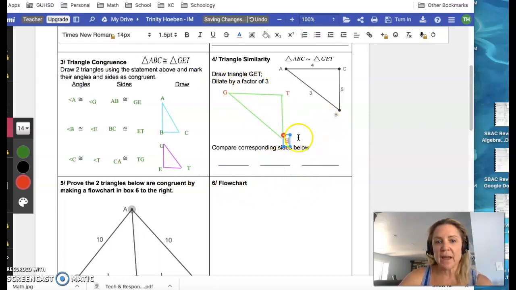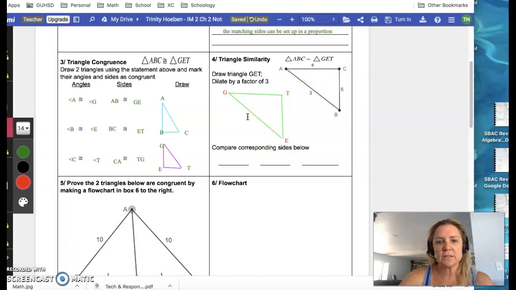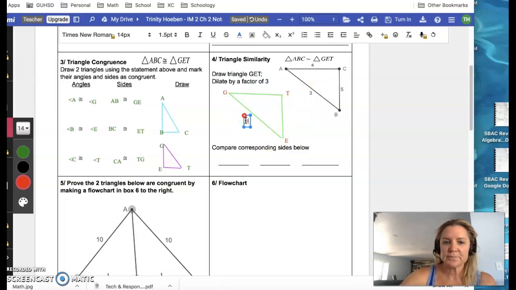So we want to dilate by a factor of 3. That means we're just simply going to multiply by 3. So let's do this longer. Well, it looks longer, but it's obviously not drawn to scale. This side over here that says 3, 3 times 3 is 9.